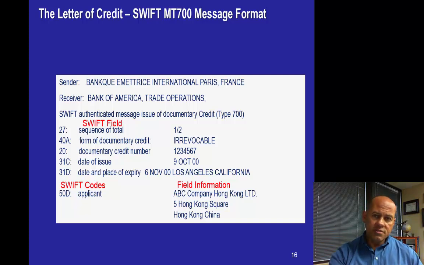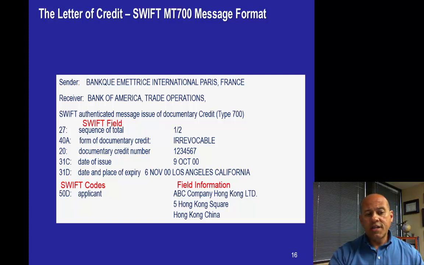Basically, SWIFT codes are codes that banks use to identify and transact business with each other. So those are very important codes. It's a kind of double encryption system that banks use to ensure security. You have the form of documentary credit. So in here it says irrevocable. All letters of credit now under the UCP 600 are irrevocable, but you still want to make sure that that field is filled out correctly.